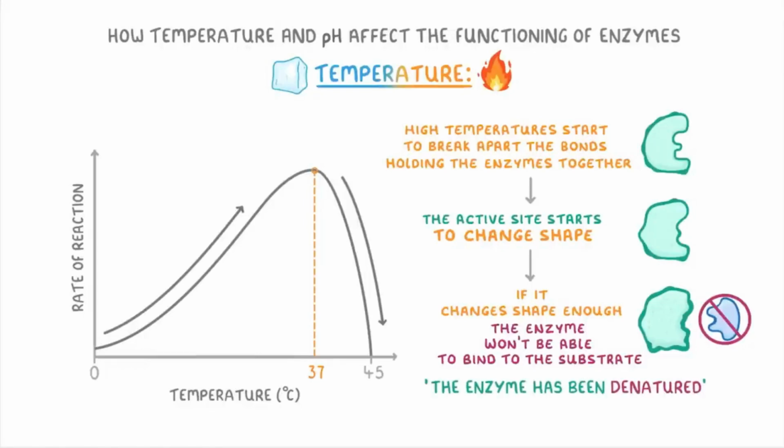So in this case, the enzyme would become denatured at around 45 degrees. And at that point, the damage is permanent. So even if you lower the temperature back down, the enzyme won't start working again.